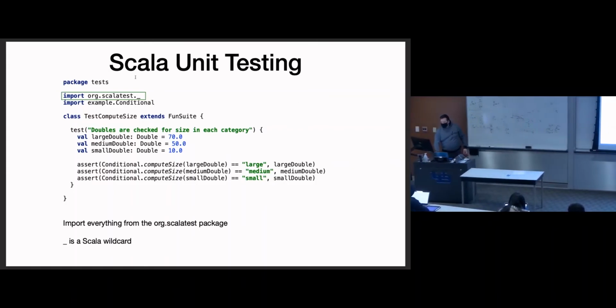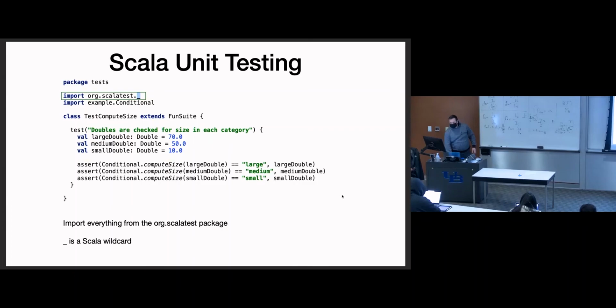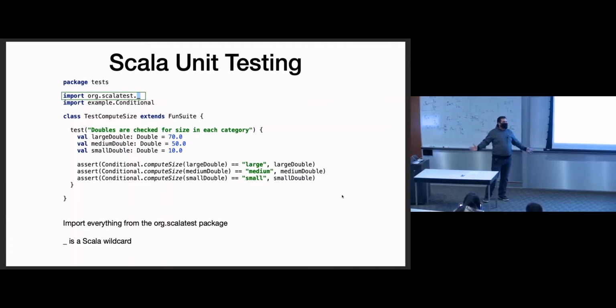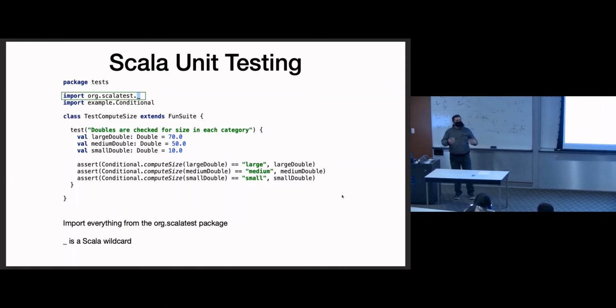The underscore here, this is Scala's wildcard. It's like a star in most languages. Underscore means import everything from this package. We have an org.scalatest package. Give me every object and every class in that package. Import it all so I can start using it.